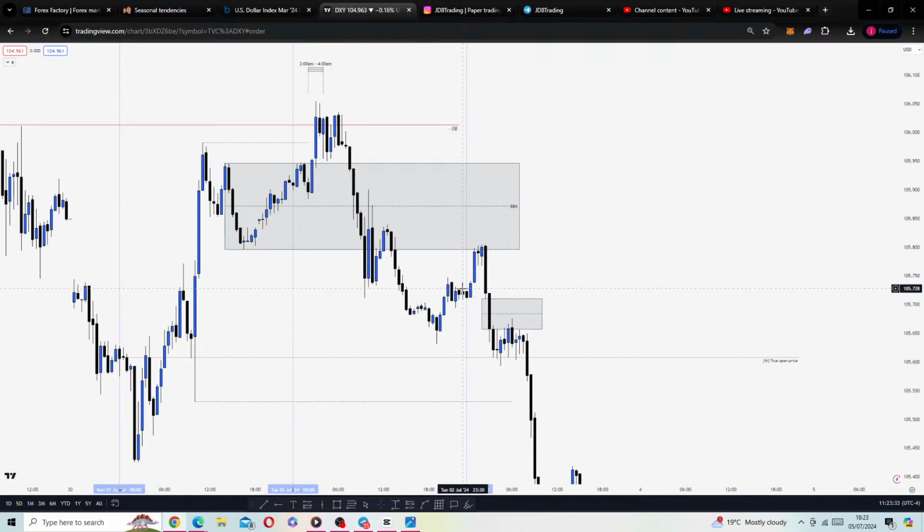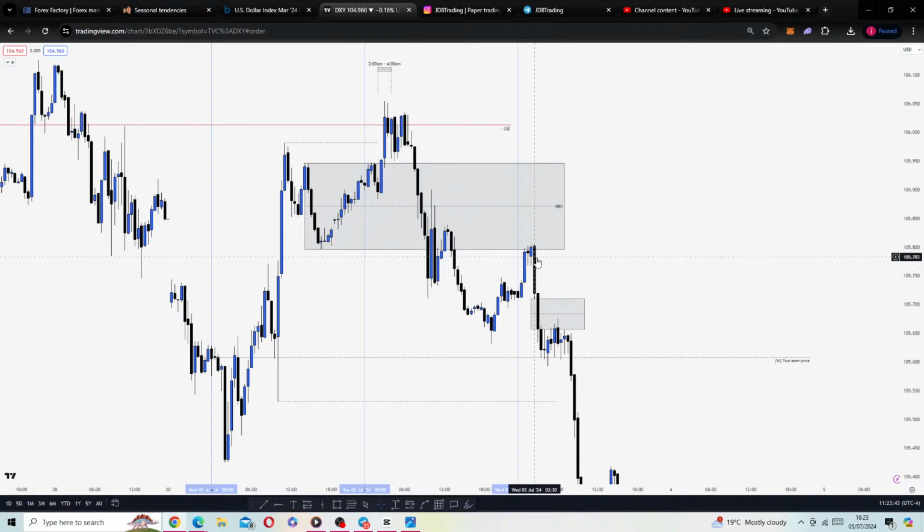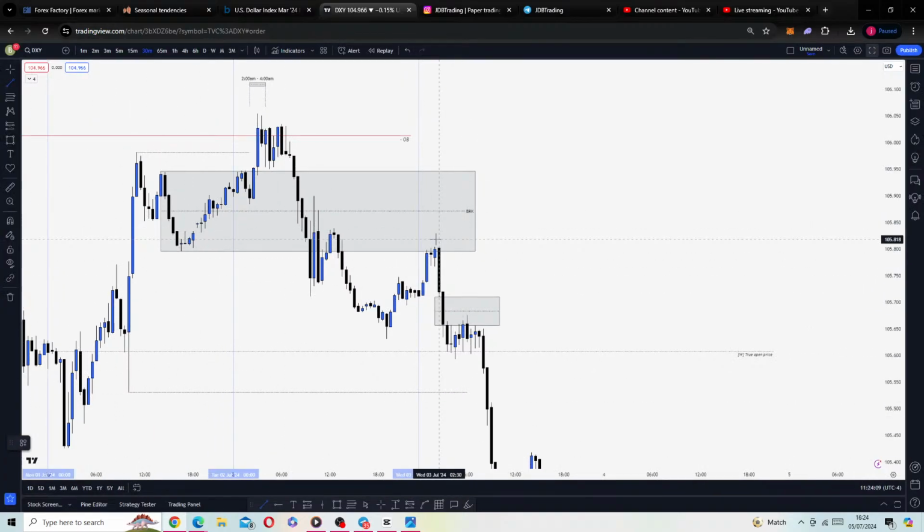Then price comes into Wednesday. Here we go. We've got lower time frame order flow bearish. Shorts are not high probability, but shorts can be taken in the London kill zone. So price opened at 12, manipulated higher into the London kill zone, 2 till 4.